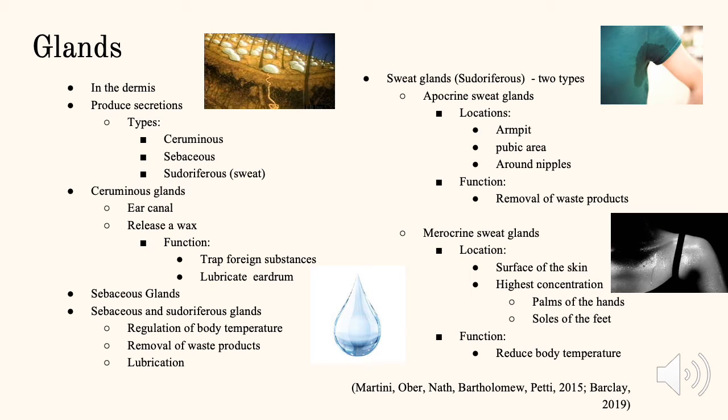The dermis has glands that produce important secretions. These glands are the sudoriferous, sebaceous, and the ceruminous glands. Sebaceous and sudoriferous glands are also known as sweat glands. They help in the regulation of body temperature, rid the body of waste products, and lubricate the skin.